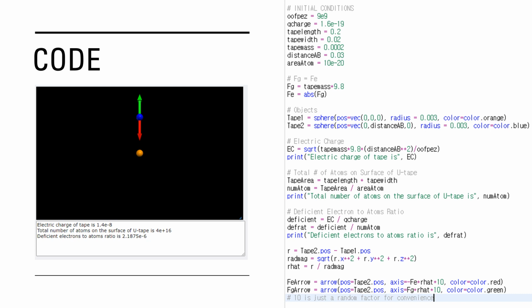Here's the code that I used for the experiment. I have all the constants and values listed above, and I basically used that Fg equals Fe, positioned all the vectors, arrows, and the masses. Then I used the equation regarding Coulomb's law to calculate the values that I was supposed to acquire.